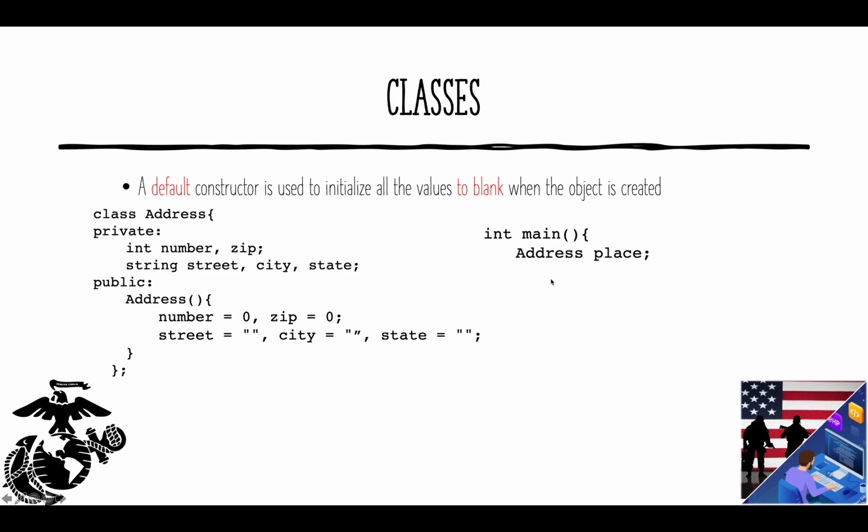And what happens when they create a default constructor with no parameters, it's going to call this constructor here. This constructor is going to assign every variable a value. Because it's a default constructor, we want to either give it the value of 0 or the value of nothing. So the number gets assigned a value of nothing, or 0, and the zip, 0. Street, city, and state all get the value of nothing.